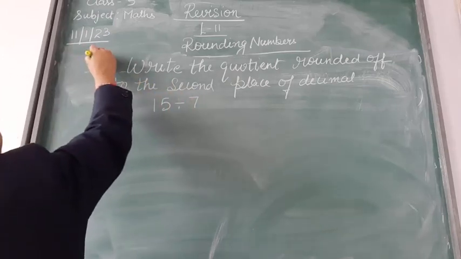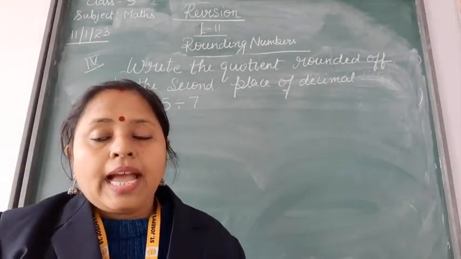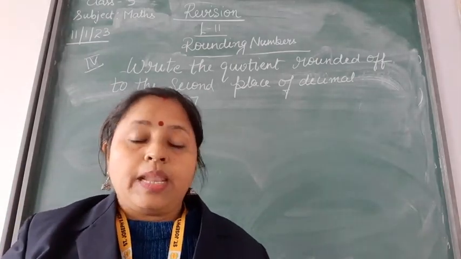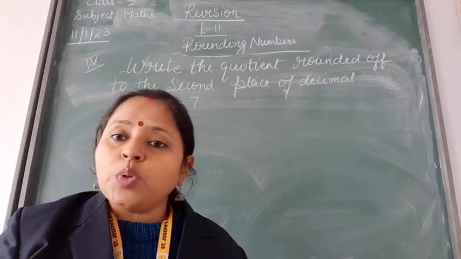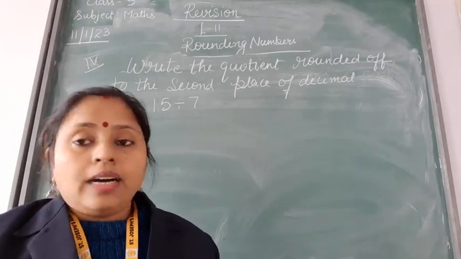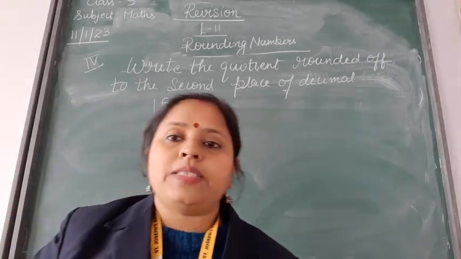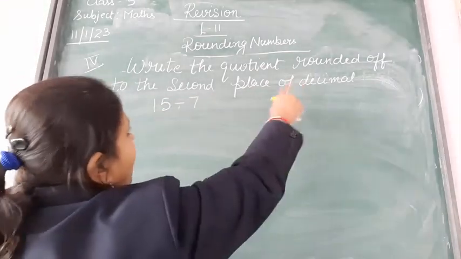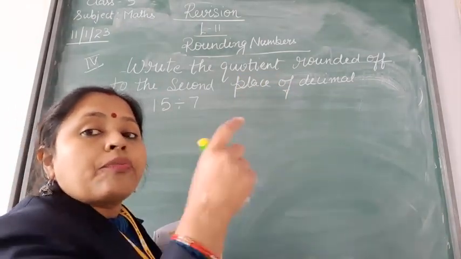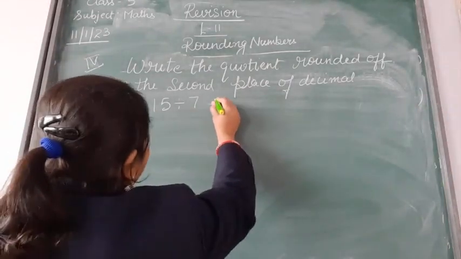So this is our fourth question. So now children, in this question what we will do? First we will divide, and whatever quotient we will get, we will round off that quotient to the second place of decimal. And if we want to round off the quotient to the second place of decimal, we need to do the division till we get the quotient to the third place of decimal. Okay, since we are rounding off the quotient to the second place of decimal, we have to divide and find the quotient till the third place of decimal. Let's see how we will do it.